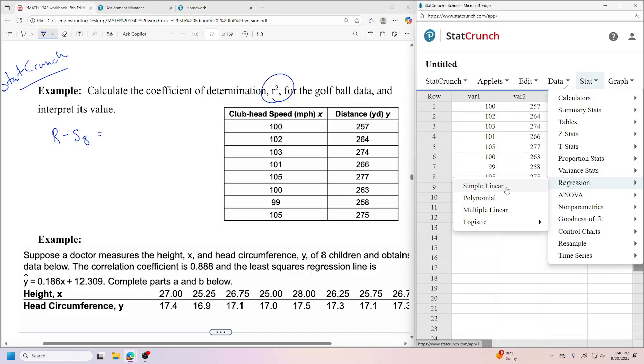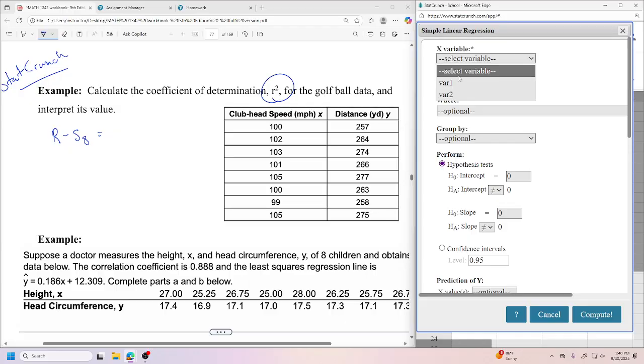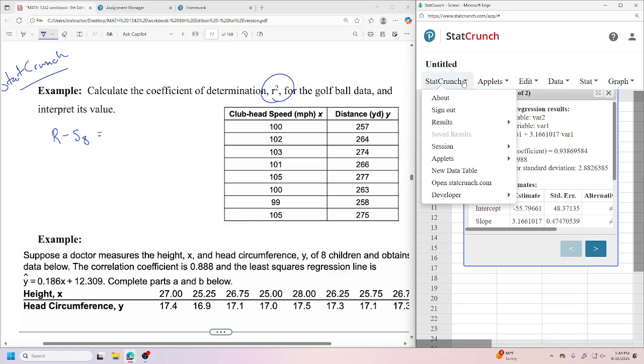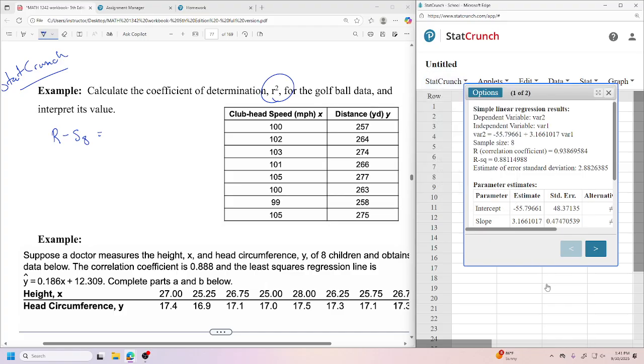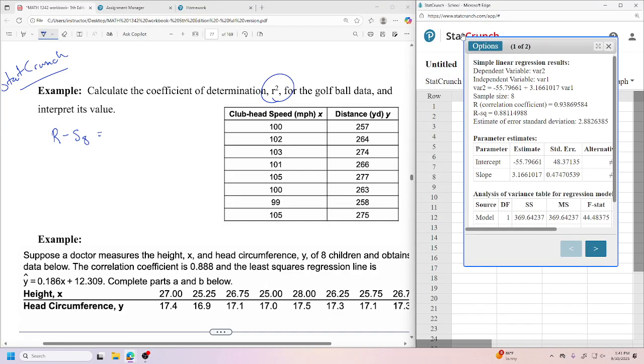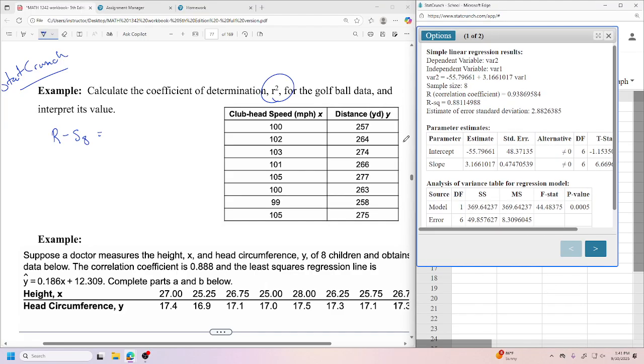Okay, so Stat, Regression, Simple Linear. Good with that? We've done this before. X with X, Y with Y, first, second, whatever you want to do, compute. And I'm looking for R squared. Okay, so, gosh, man, okay. Pull up and pull over. There we go. I'm looking for R squared. Oh, look, right there. It's R.